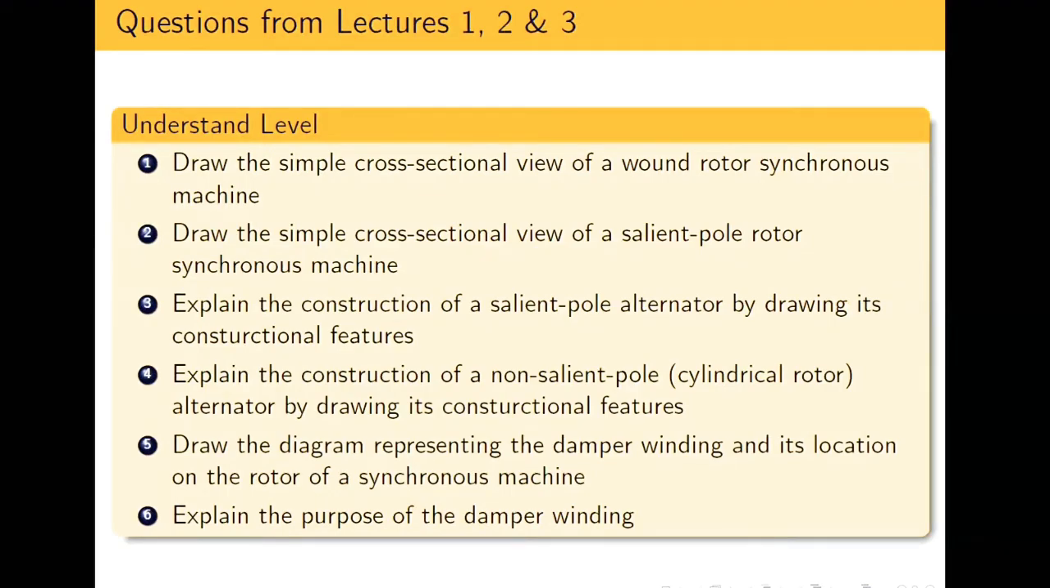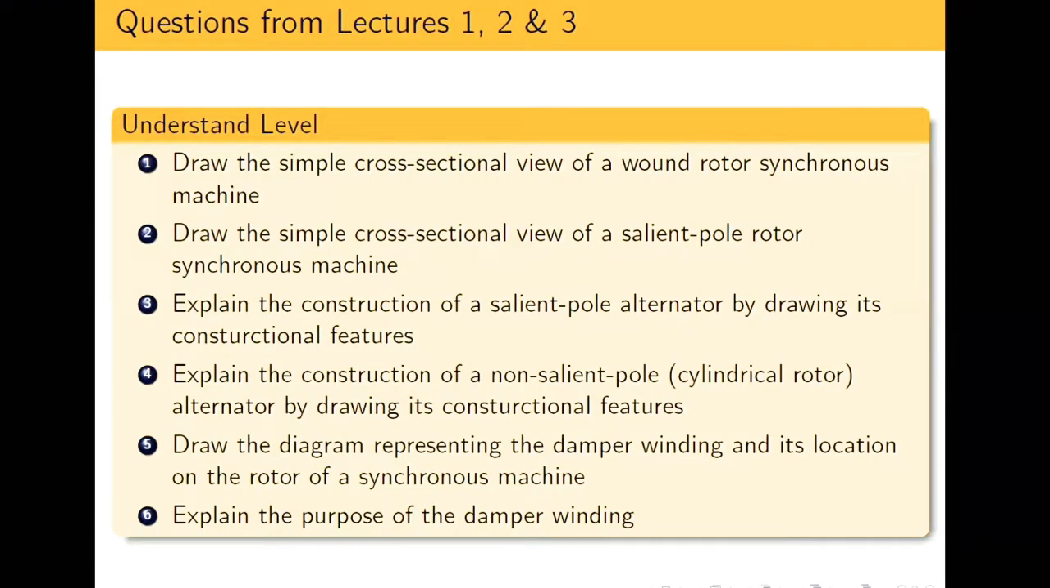And explain the construction of a salient pole alternator by drawing its constructional features. There may be some typing mistakes, typos here. The spelling of constructional has an error, right, in both the words.